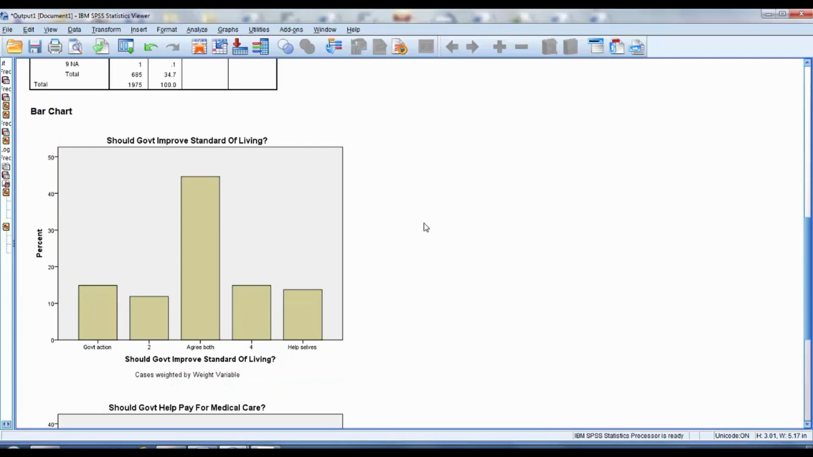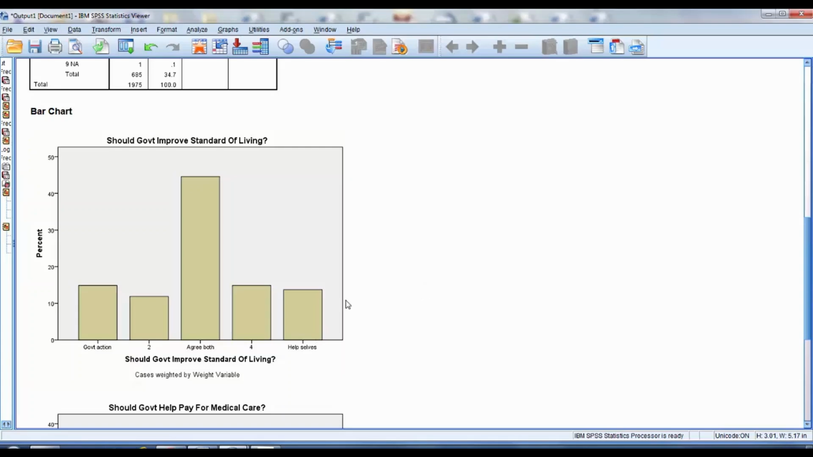Should the government improve standard of living? You can see the 5 categories here. There should be government action on that. Code 2, which is another code up, doesn't have a label. Agree with both as a center position. Code 4, and then people help selves.